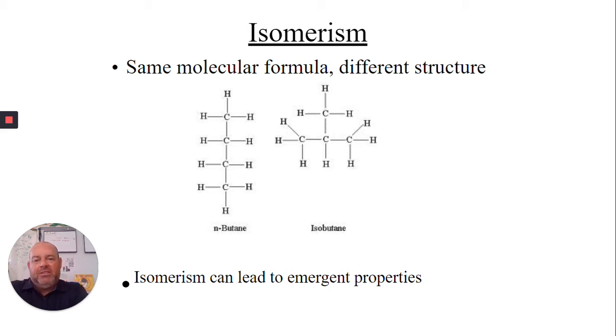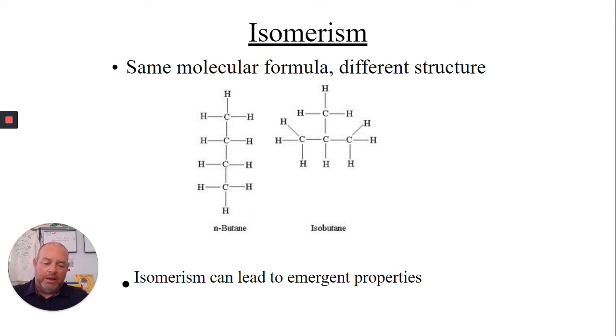And these isomers can lead to emergent properties. So when they rearrange, things can show up that weren't there previously, right? That's what an emergent property is. We talked about this with sodium chloride, where you have sodium being the grayish metal, and then chlorine being the yellow gas, and you put them together and you get the little powder that you put on your French fries. So that's what an emergent property is, and isomers can definitely lead to emergent properties.